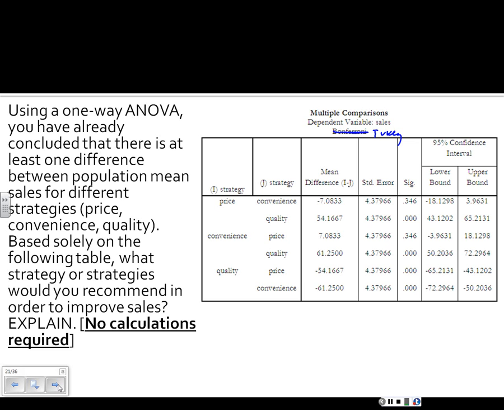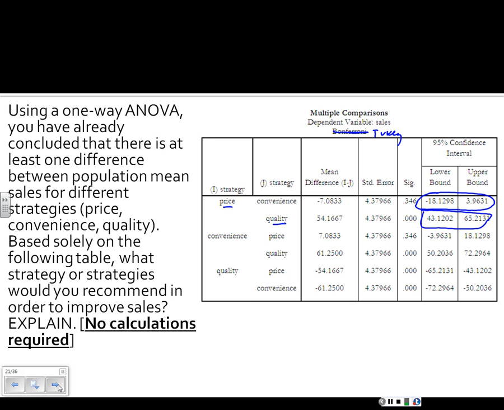So you look over on the right-hand side at the confidence intervals, and the first one we're going to look at is price and convenience. That interval goes from -18 to almost 4. That interval includes 0. So you should have no preference between price and convenience. For the next one, price and quality, it's about 43 to 65. And we read this in the same direction that we have it on the chart here. We're saying that price leads to somewhere between 43 and 65 more units of sales than does quality. So we should prefer price.